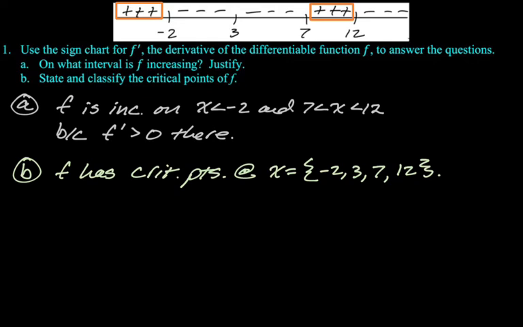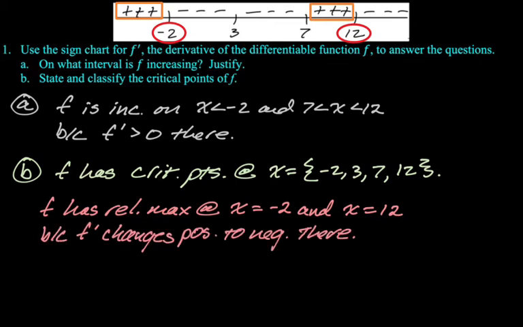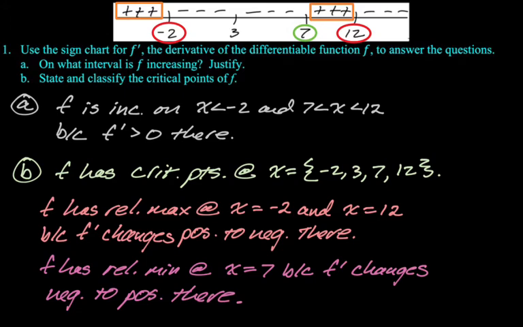And then we're looking for relative maximums, right? So that's where the derivative goes from positive to negative. So at -2 and 12 that happens. So let's say f has relative maximum at x equals -2 and x equals 12. And then let's give a reason. So we'll say because f prime changes positive to negative there. And then relative minimum would be where f prime changes negative to positive. And that is only happening at 7 because 3 is one of those weird points where you go decreasing to decreasing. Might be a point of inflection, might be a vertical asymptote. We don't have enough information. But f has a relative minimum at x equals 7, and let's give a reason, because f prime changes negative to positive there. All right, let's get past this problem.